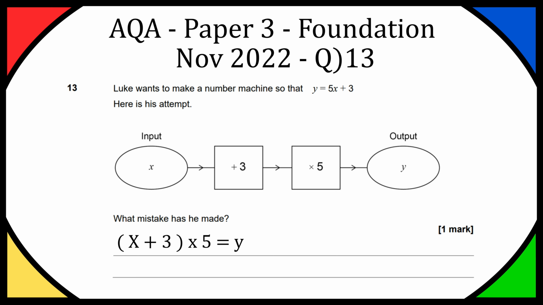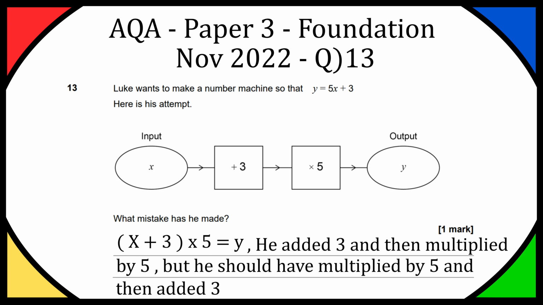He's basically done it in the wrong order or back to front. He should have times the original input of x by 5 and then added 3, but he added 3 and then times by 5. So that's basically what you need to write as the answer. I've written he added 3 and then multiplied by 5, but he should have multiplied by 5 and then added 3. So that was a 1-mark question and that should get you your mark.